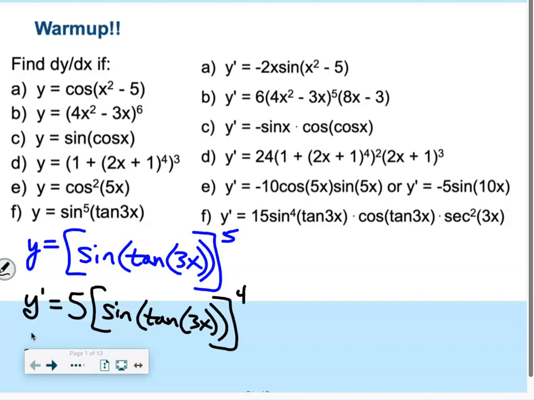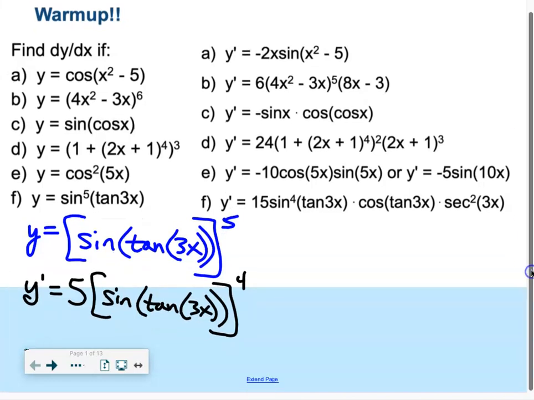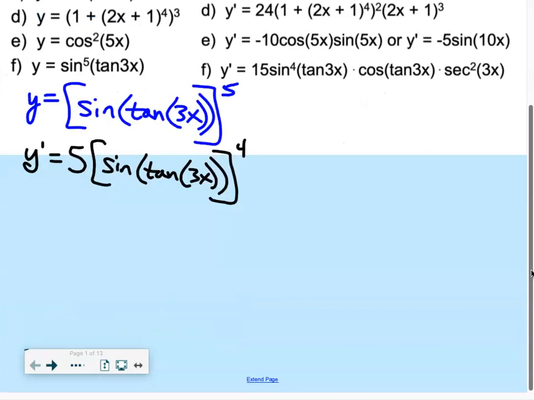Now I just look at this part, and it's almost like this is its own problem, right? The outer stuff, I've taken care of it. Now I've got to multiply by the derivative of the guts. So think of it as sine stuff, or sine of guts, right? The derivative of sine is cosine. So this would be times the cosine. Do the guts change? No. Cosine of the tan of 3x.